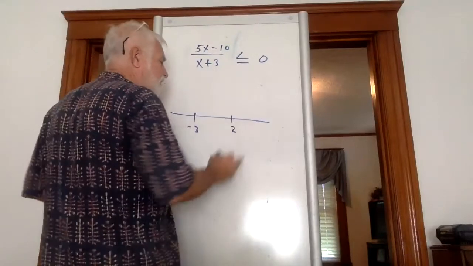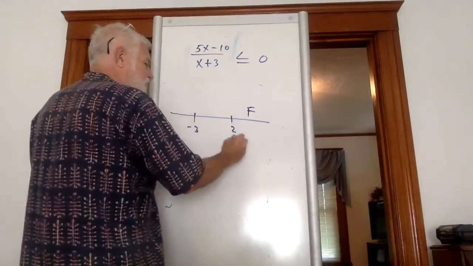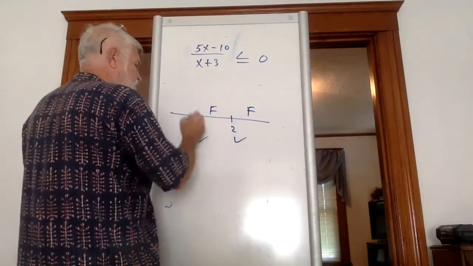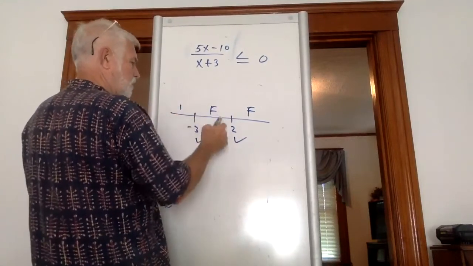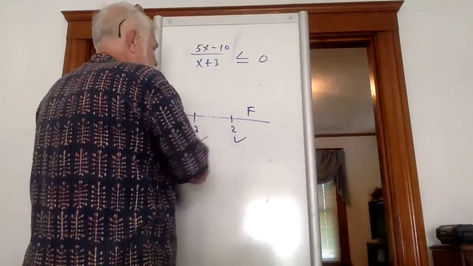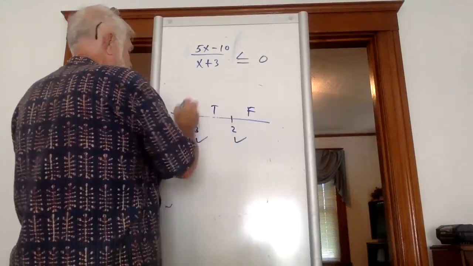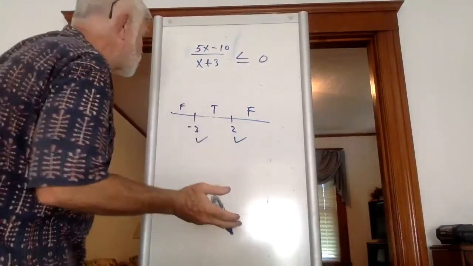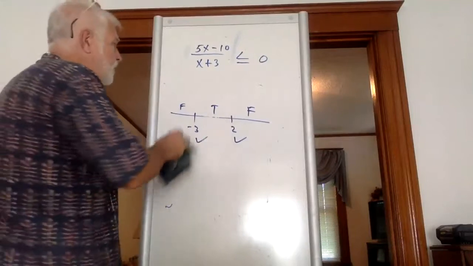Is that less than or equal to 0? Heck no. False. This is true. This is false. This is true. This is a sign change. Excuse me. I went to that one first. So sign change. This is true. This is then false. Okay, so what works? -3 to 2. Okay, I gotta get going here.